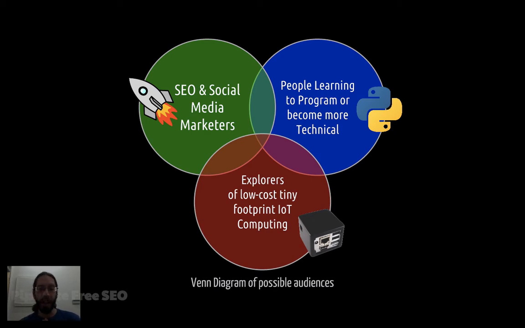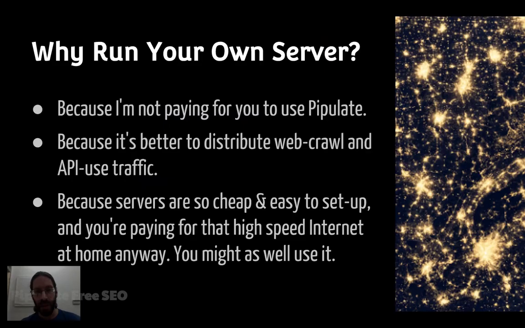And then finally, and most oddly, it took me a while to realize this is what I was going after, are those people who are exploring low-cost computing alternatives that are now possible thanks to the Internet of Things and Raspberry Pis and really tiny computers. And so why would you even run your own server? Like I said, I'm not going to pay for you to use Pipulate because it's easier and better to distribute web traffic around the planet in a distributed model like this, so that all crawls don't look like they're coming from my own servers and one tiny small set of IPs. This mixes it up quite a bit.